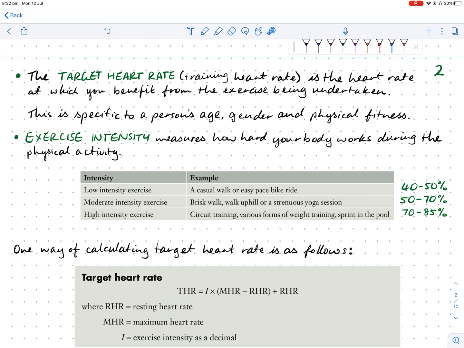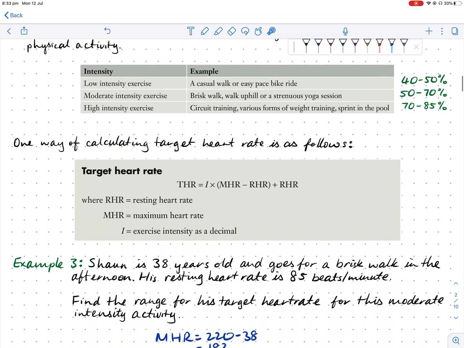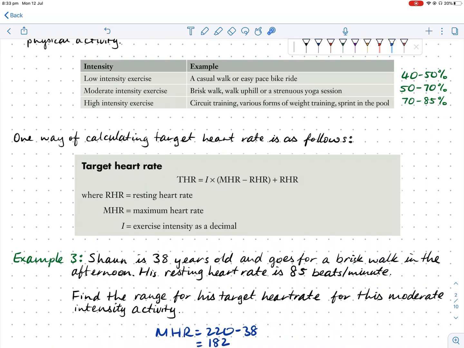So if we're looking at low intensity, we're looking at maybe going for a walk or just an easy bike ride. Moderate intensity would be a little bit more brisk, so you're doing a bit more of an actual walk, walking uphill, or a strenuous yoga session, apparently. And then high intensity would be things like circuit training, weight training, sprints in the pool, going for long runs, things like that.